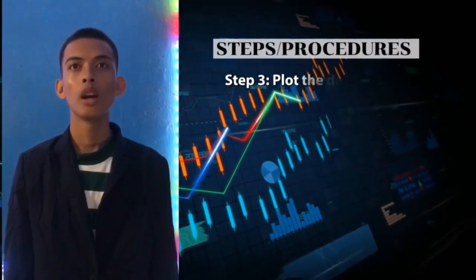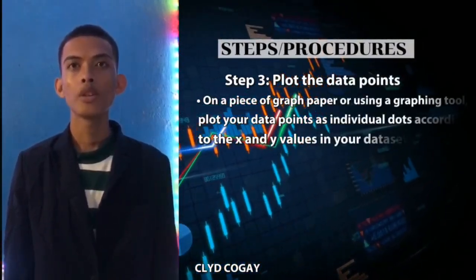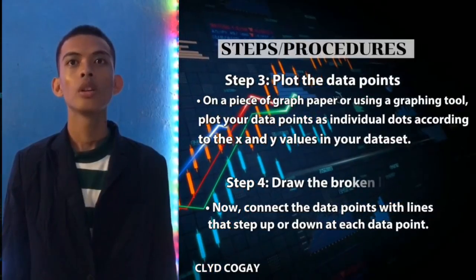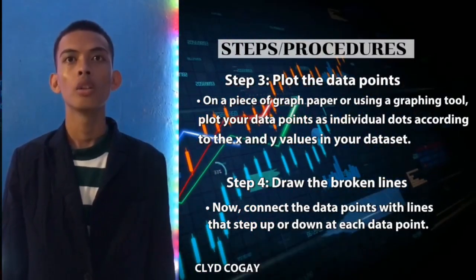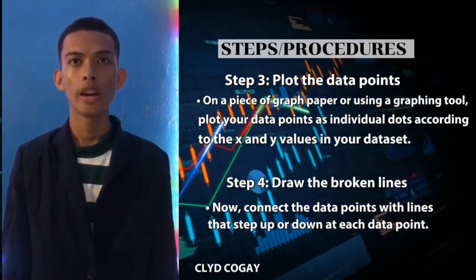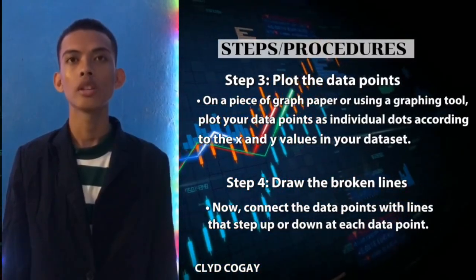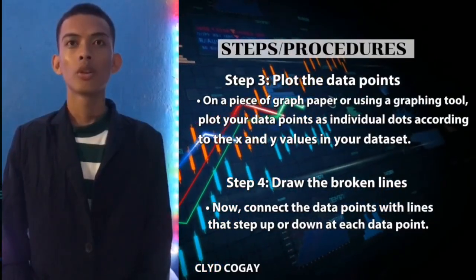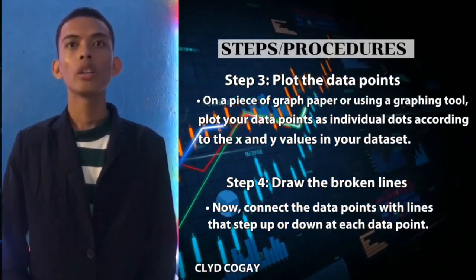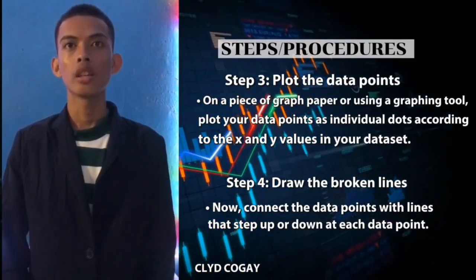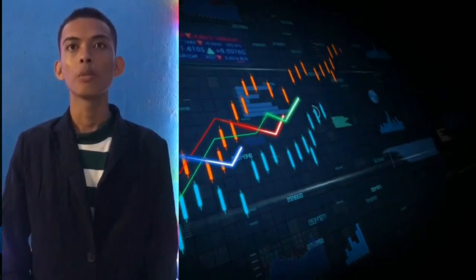Step 3, plot the data points. On a piece of graph paper or using graphing tools, plot your data points as individual dots according to the x and y values in your dataset. For step 4, draw the broken lines. So now connect the data points with lines that step up and down at each data point.